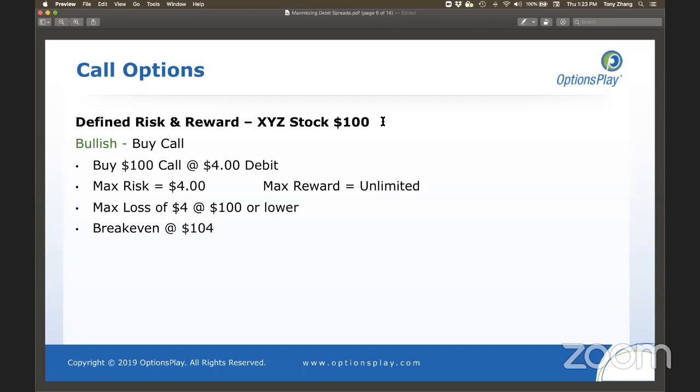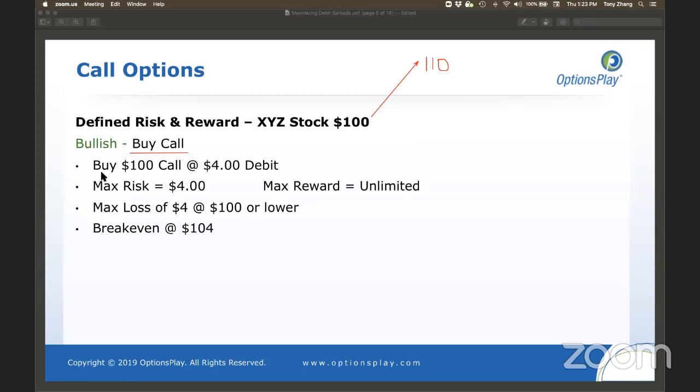So in my first example, I have stock XYZ trading at $100. Now, for this particular example, let's say the stock is at $100 and I think the stock is going to rise. Maybe I think the stock's going to go up to, let's say, 110. So what I basically believe is that the stock is going to rise. So one of the simple option strategies that I can deploy is to buy a call option. That is the simplest option strategy you can deploy for a bullish reading.